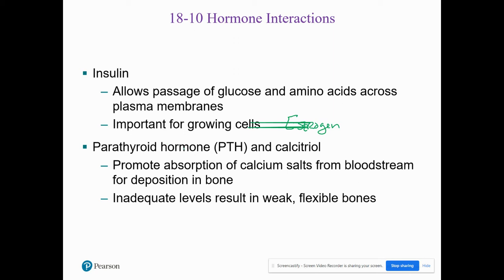All right, parathyroid hormone and calcitriol promote the absorption of calcium salts from your bloodstream to be deposited into your bone. You pull them from your blood and deposit them into your bone. And the word is deposition, but I don't like that because I feel like it has a legal connotation. All right. Inadequate levels of parathyroid hormone will result in weak and flexible bones that cannot bear weight, and it's actually kind of sad.